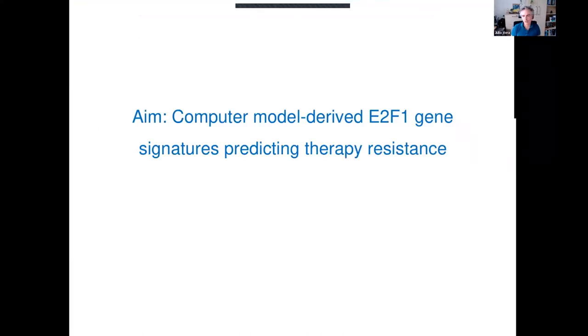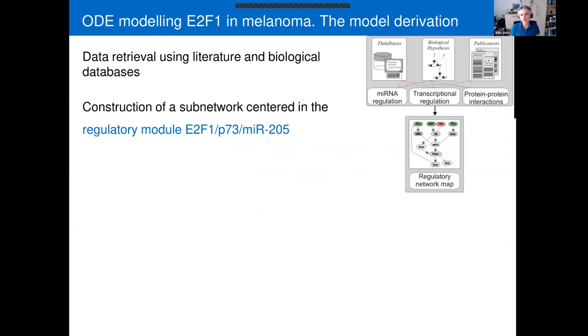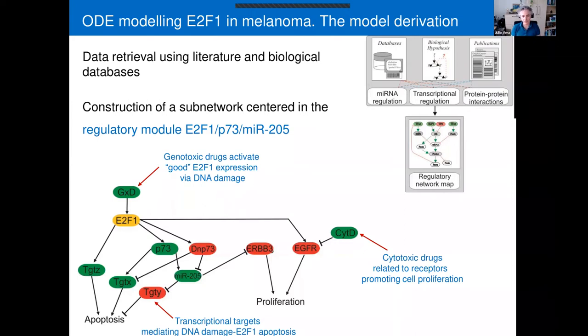So actually what we wanted to do was to build a computational model, an ODE systems medicine computational model, and use this model to try to derive predictive gene signatures explaining why therapy resistance happens. How did we do this? So essentially what we did is we collected data and information from the literature and from databases to help us constructing the network, explaining how E2F plays a role in the response of melanoma cells to chemotherapy. And this is what this figure here represents. So this is the information we collected in a schematic figure.